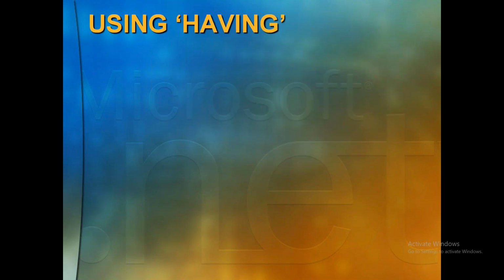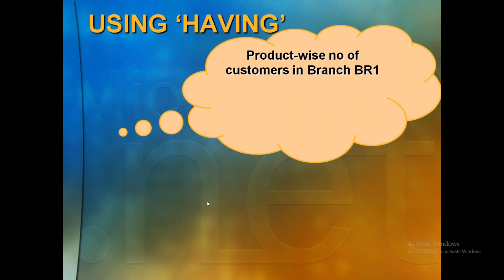Now, the next topic we're going to understand today is the having clause. Let me give you a query: product wise number of customers in branch BR1. Let me write this query. Product wise, wise means group by clause. Customers in branch BR1.